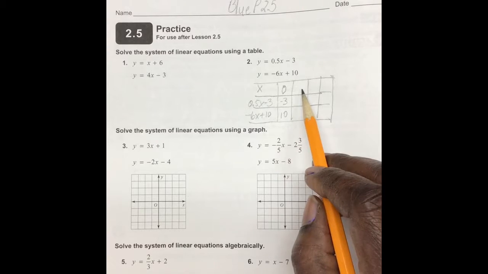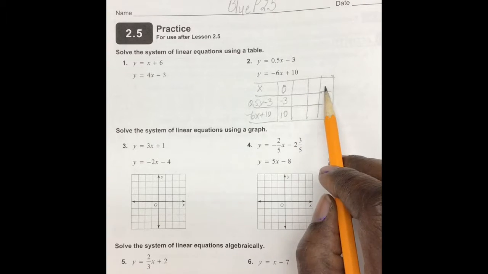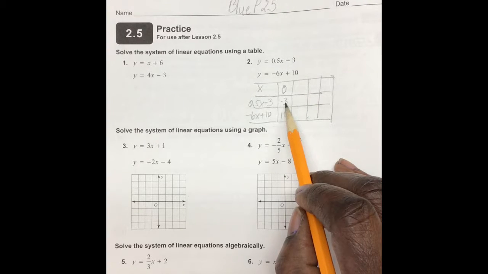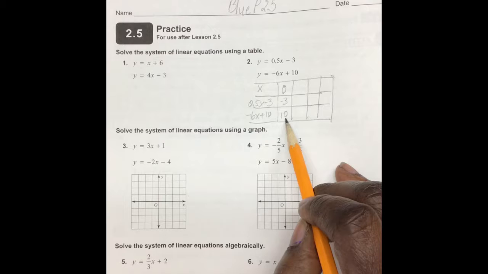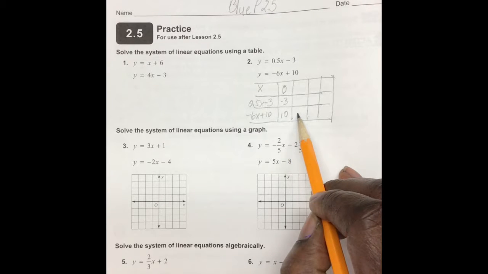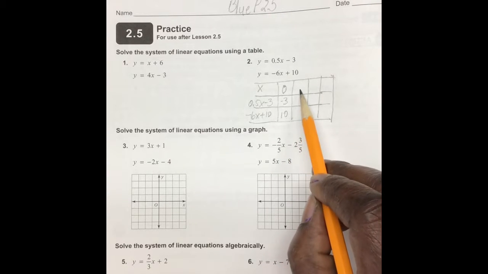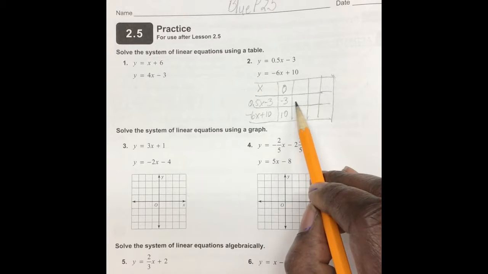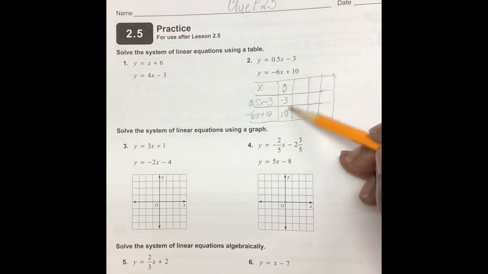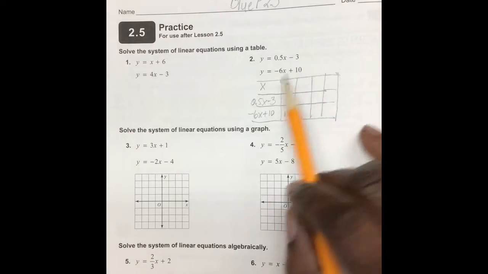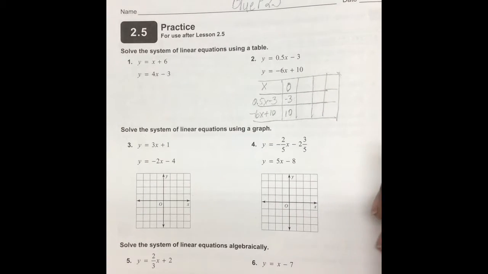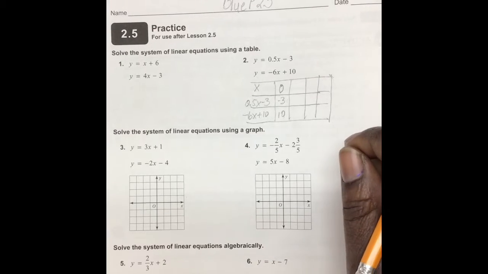So if we're going to go positive, this number should move closer to 0, and this number should be moving closer to 0, okay? If we want to go negative, then this number should be moving. The whole point is the gap between these two numbers should be closing as we move in a positive or negative direction. So let's take a look.